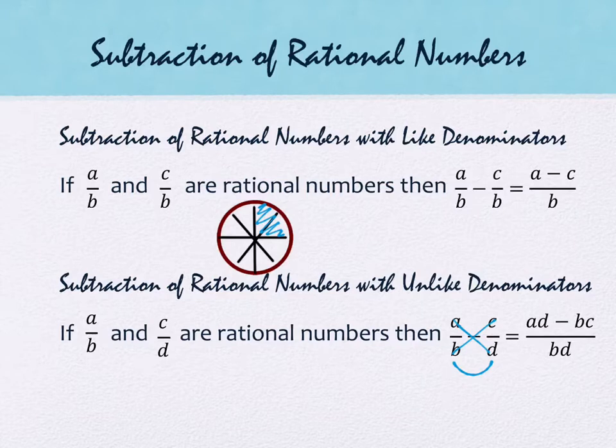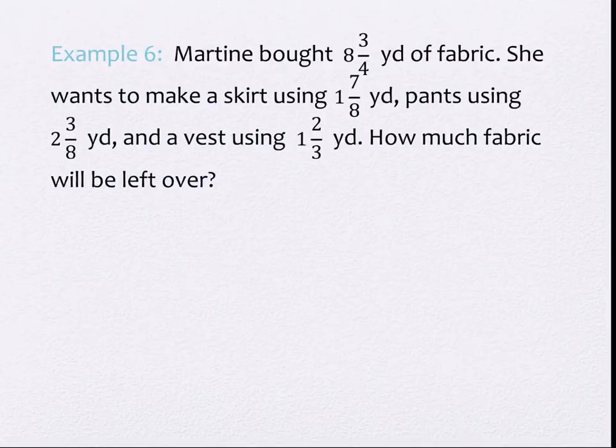Okay, so we're going to do an example. The example is going to have some mixed numbers in it, and it's going to involve subtraction. Martine bought 8 3/4 yards of fabric. She wants to make a skirt using 1 7/8 yards, pants using 2 3/8 yards, and a vest using 1 2/3 yards. How much fabric will be left over?